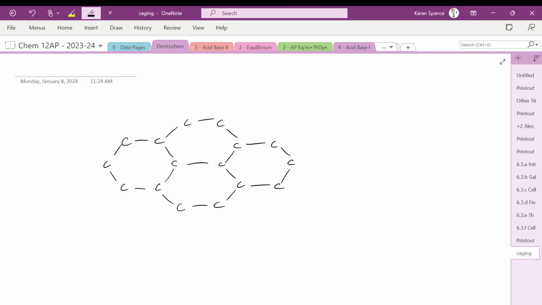Now, do you guys recognize what flavor of carbon this is? What allotrope of carbon this is? Which one is it? Graphite. Okay, so what I'm drawing here is a single sheet of the graphite. What's happening in between the layers of the graphite?